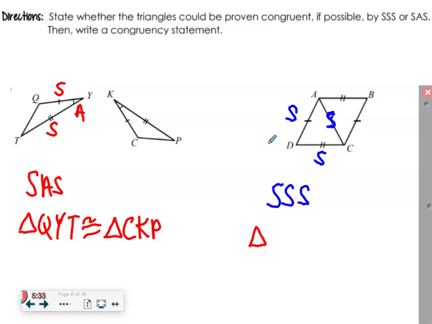So if I said triangle DCA, what's congruent to D? B. What's congruent to C? A. Yep.